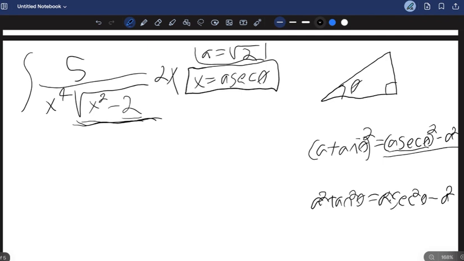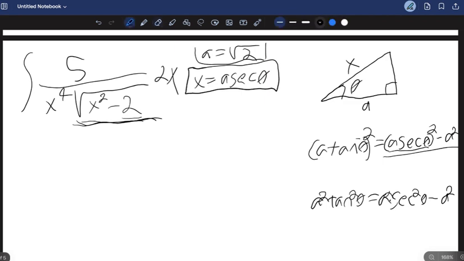And then I know secant theta is my hypotenuse over my adjacent. So for this to be true, that must mean that my adjacent side is equal to a, and my hypotenuse is equal to x. And I can then verify secant theta is equal to x over a. I can multiply by a, and I can see a secant theta is equal to x. So that's holding true so far.